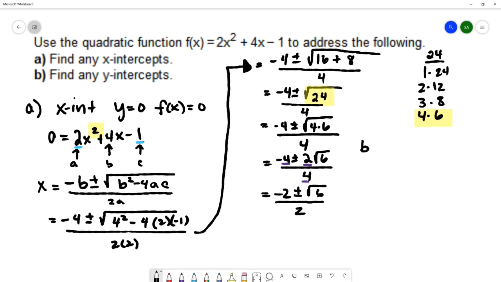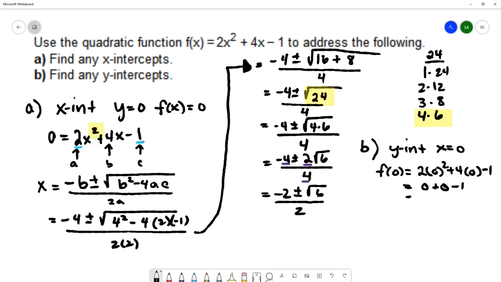So then we want to find our y-intercepts. To find the y-intercept, you let x equal 0. I'm going to substitute a 0 into the function, which would give 2 times 0 squared plus 4 times 0 minus 1. I misspoke there. And 0 squared is 0, times 2 is 0, 4 times 0 is 0. And we end up with 0 plus 0 minus 1, which is negative 1. So our y-intercept is negative 1.